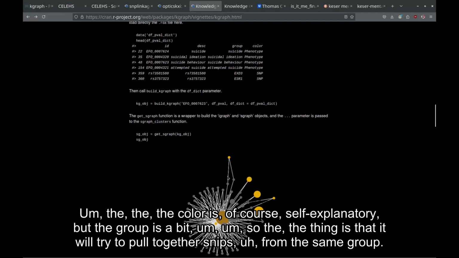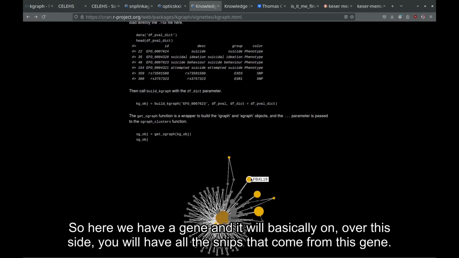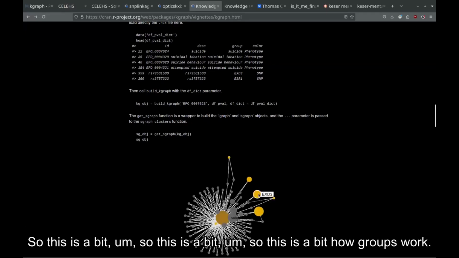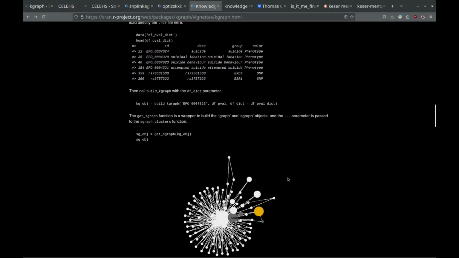The thing is that it will try to pull together SNPs from the same group. So here we have a gene, and it will basically, over this side, you will have all the SNPs that come from this gene. And so if you click on it, highlighted are the nodes that are connected to it. So this is a bit how groups work.